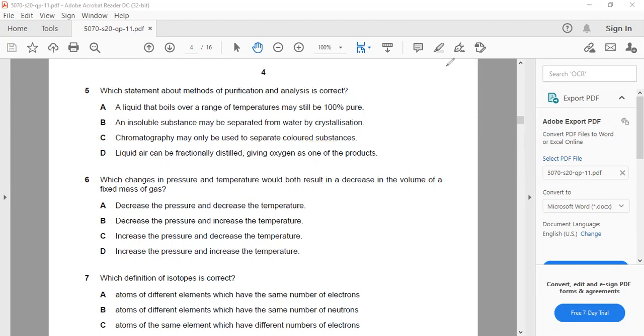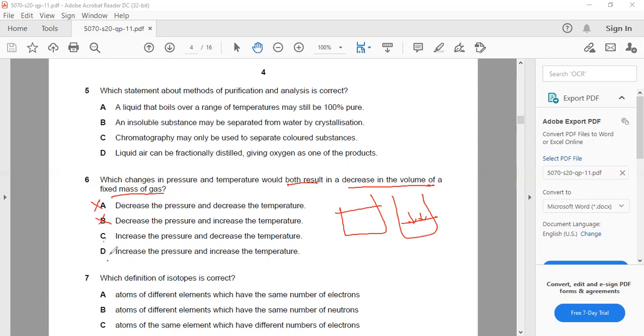Now 6, which changes in pressure and temperature would both result in a decrease in the volume of a fixed mole of gas? So this is gas. If you increase the pressure, volume decreases, right? So what would be the answer for number 6? You have to increase the pressure.